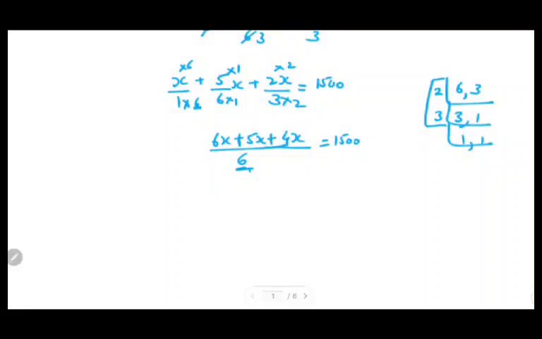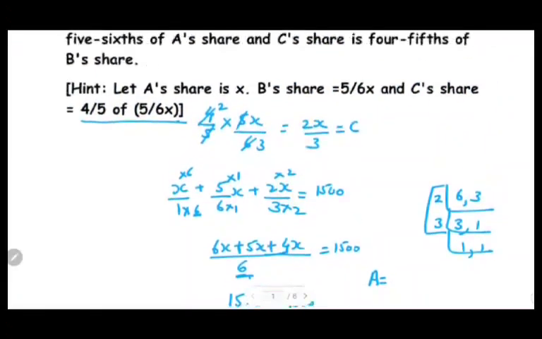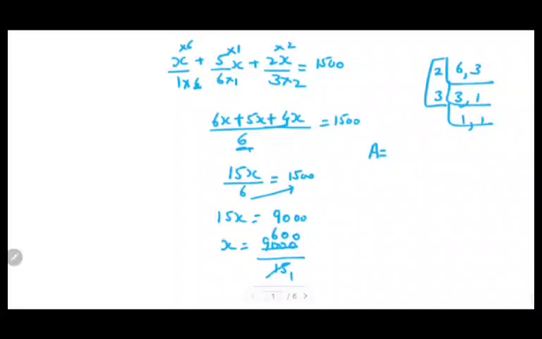6 plus 5, 11. 11 plus 4, 15x upon 6 is equal to 1500. Correct? 15x is equal to 1500, 6 goes on the other side. Becomes 6 into 15 is 90, followed by 2 zeros. x is equal to 9000 upon 15. 15 ones are 15, 15 6s are 90, 2 zeros follow. So what is A's share? A's share, which was x, x is 600.